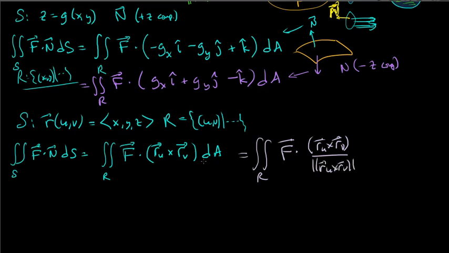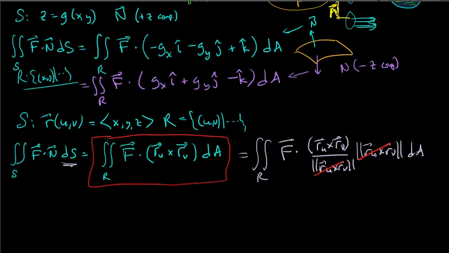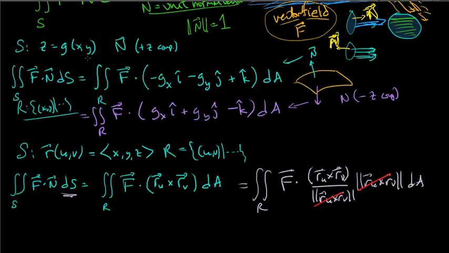But remember what dS was. dS was the magnitude of r_u cross r_v times dA. We did that earlier, in the last video. So it's a fortunate event here that these cancel, and you end up with just this. So you don't have to remember any of that. In fact, all of these are on your formula sheet, but this is sort of the practical way to calculate these flux integrals.